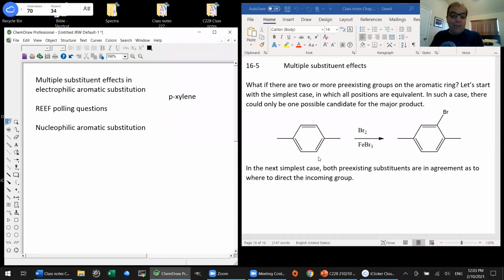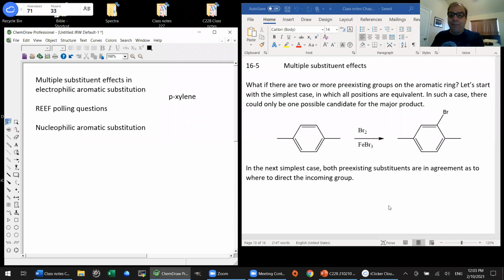So if we were to do an electrophilic aromatic bromination with bromine and iron(III) bromide, it doesn't really matter where you put the bromine. All those positions are the same. So we can be confident that's going to be the major product. Like I said, that's the simplest case.